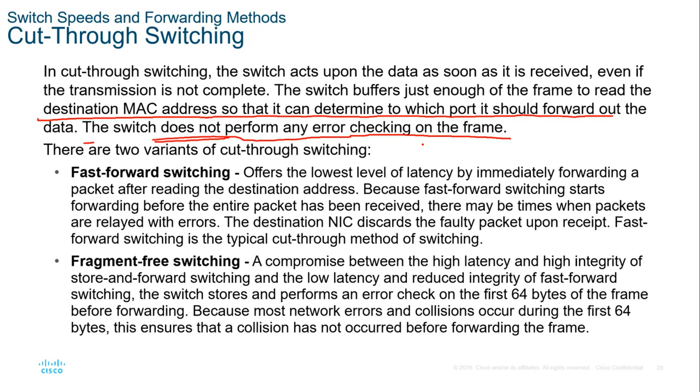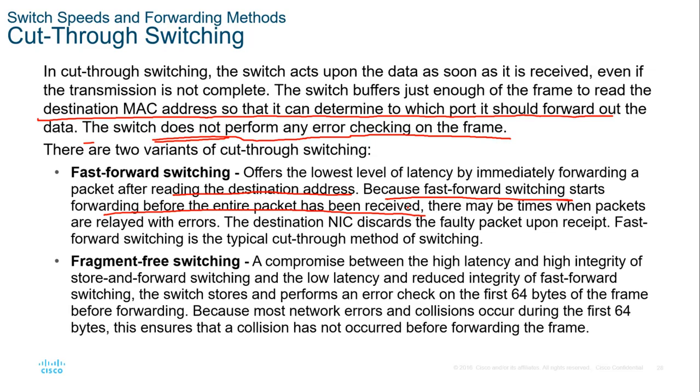There are two variants of cut-through switching. We have fast forwarding switching. It offers the lowest level of latency by immediately forwarding the packet after reading the destination address, because it starts forwarding before the entire packet has been received. There may be times when packets are relayed with errors. The destination network interface card discards the faulty packets upon receipt.